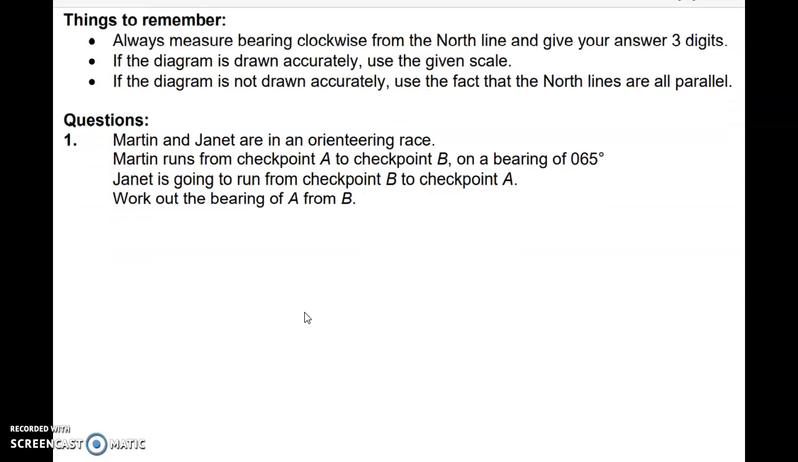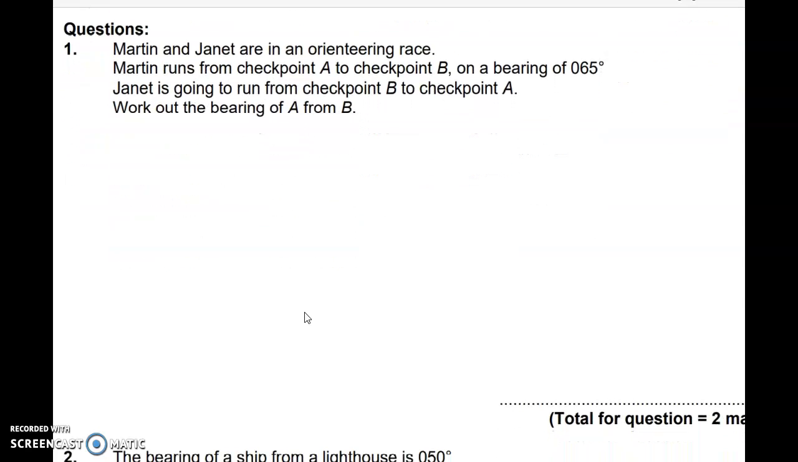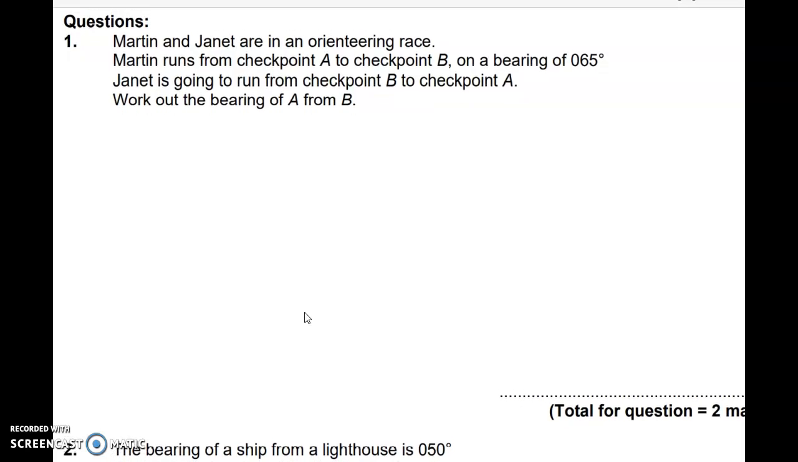So let's have a look at this first one. Martin and Janet are in an orienteering race. Martin runs from checkpoint A to checkpoint B on a bearing of 065 degrees. Janet is going to run from checkpoint B to checkpoint A, in other words back. Work out the bearing of A from B. Okay then, so we have to draw this.